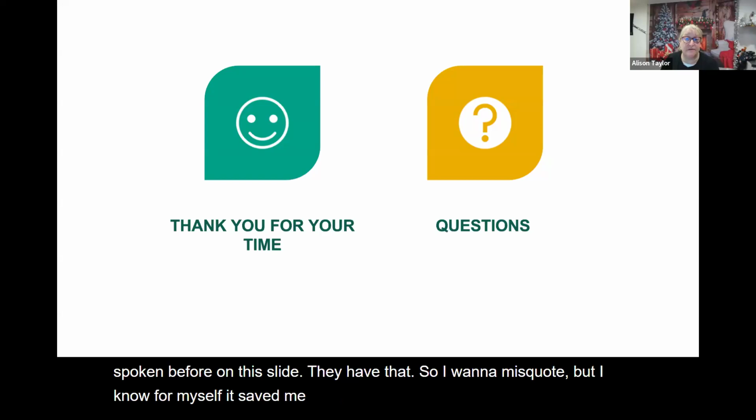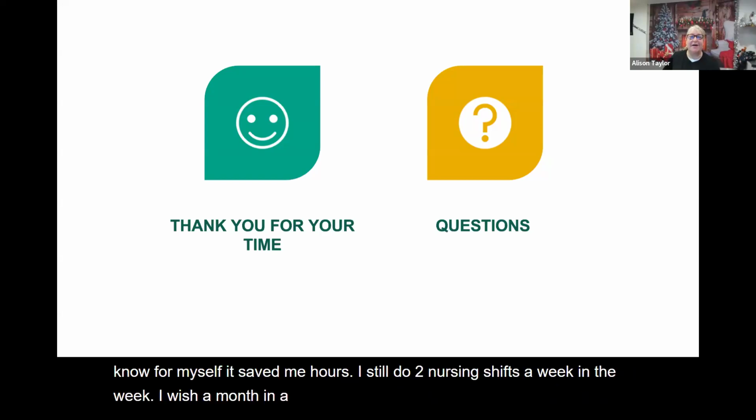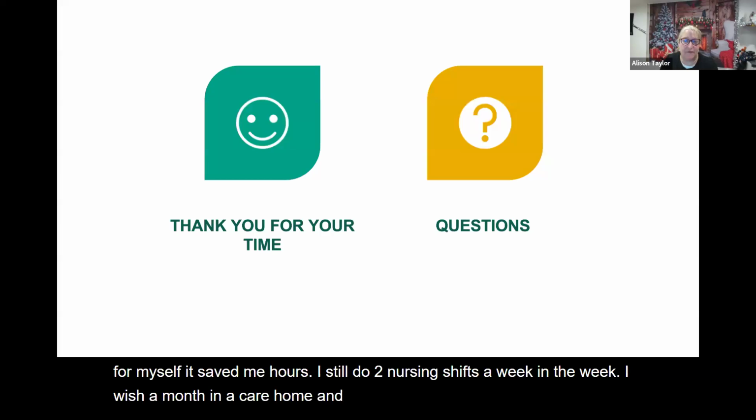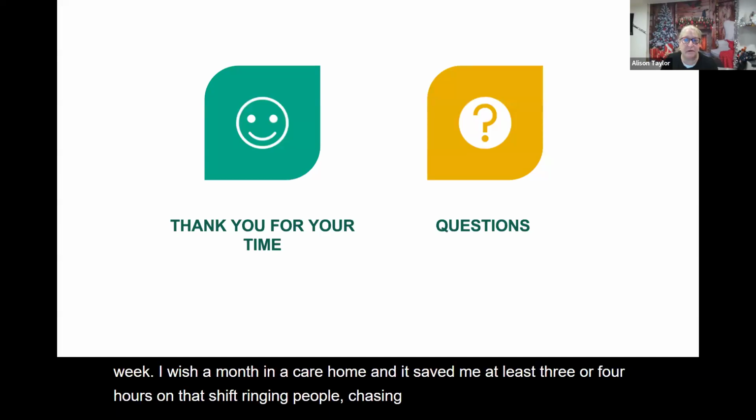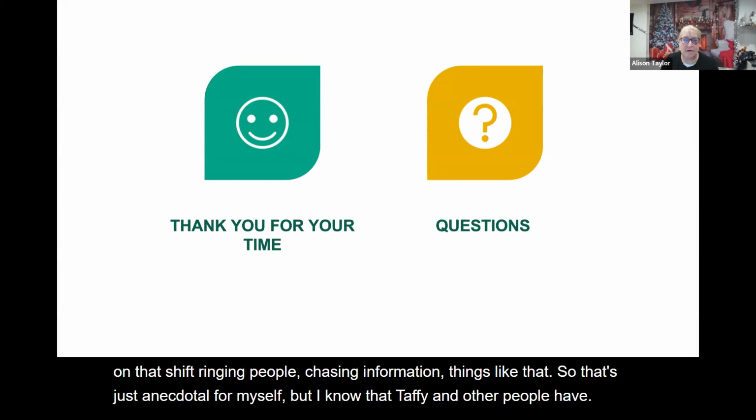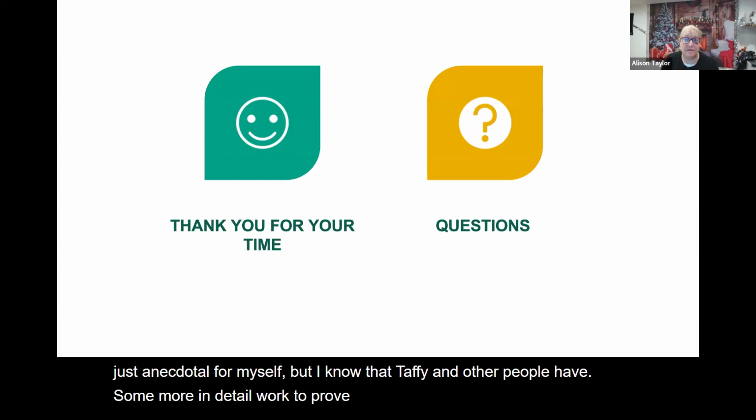I still do 2 nursing shifts a week in a month in a care home. And it saved me at least 3 or 4 hours on that shift, ringing people, chasing information, things like that. So that's just anecdotal for myself, but I know that Taffy and other people have done some more in detail work to prove that. So I shall leave them to answer that more fully later, if that's okay.